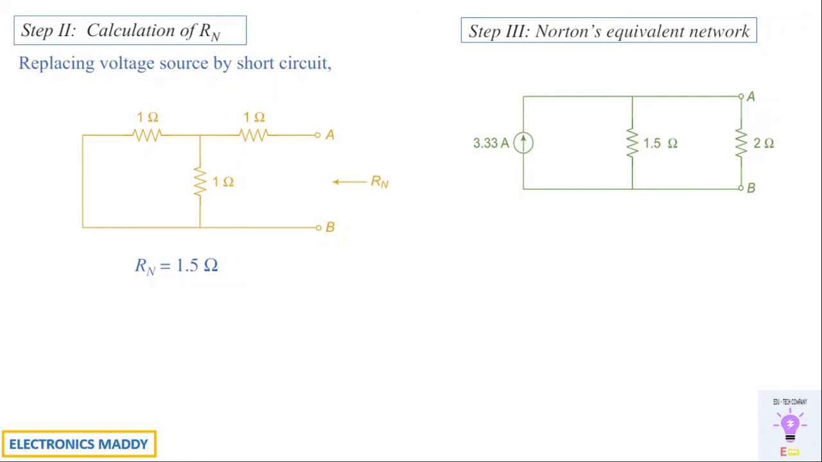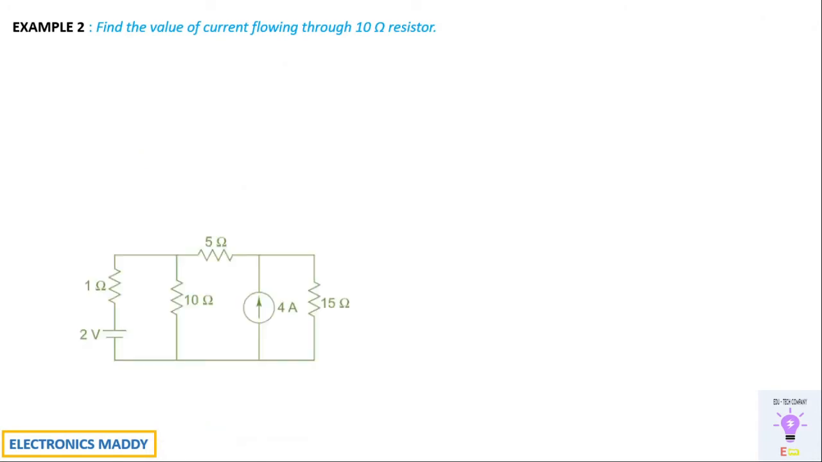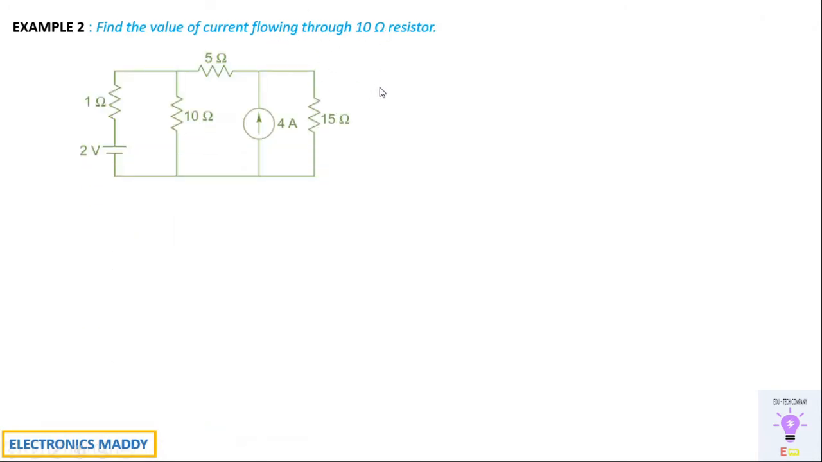I hope this problem is cleared. We'll go into our next example. In this case, they've asked us to find the value of current flowing through the 10 ohm resistor. This is the 10 ohm resistor.